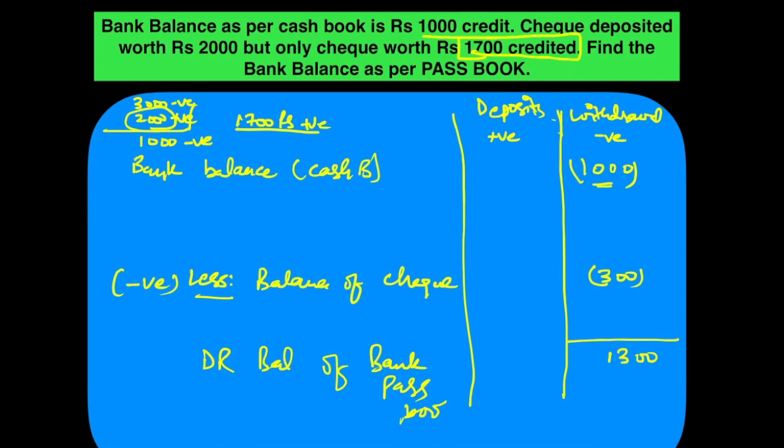Now, as you have already learnt in bank reconciliation statement, if there is a positive balance in cash book, it means that there is a negative balance in passbook, or to put it another way, if there is a credit balance in cash book, which means it's a negative balance in cash book, that means that there is a debit balance or DR balance in passbook. So the answer of this question is 1300 debit balance in passbook. So this is our answer. Let's have a look at another question and it will become even more clear.